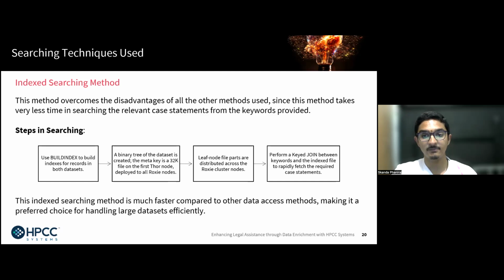Whenever the indexes are built, a binary tree of the dataset is created. The binary tree meta key is a separate 32 kilobyte file part located on the first node of the Thor cluster where it was built. What makes this method fast is that this meta key will be deployed to every node of the Roxie cluster. Hence, when the key join operation is performed between the keywords and the index file, the required case statements will be fetched rapidly. The index searching method is much faster than other data access methods, making it an ideal choice for efficiently handling large datasets.